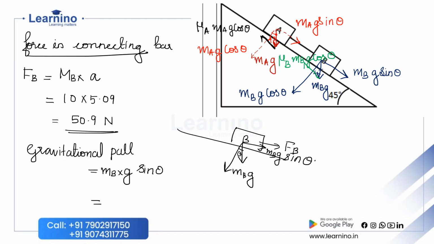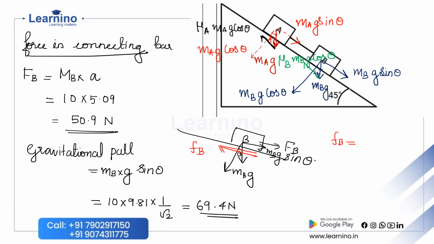MB is 10 kilogram, g is 9.81 meter per second square, sin theta is 1 by root 2. If you multiply this, you will get 69.4 Newton as the force in the downward direction. And if a movement is there in the downward direction, the frictional force will obviously be in the upward direction. So the magnitude of the frictional force Fb. What is the magnitude of the frictional force Fb?